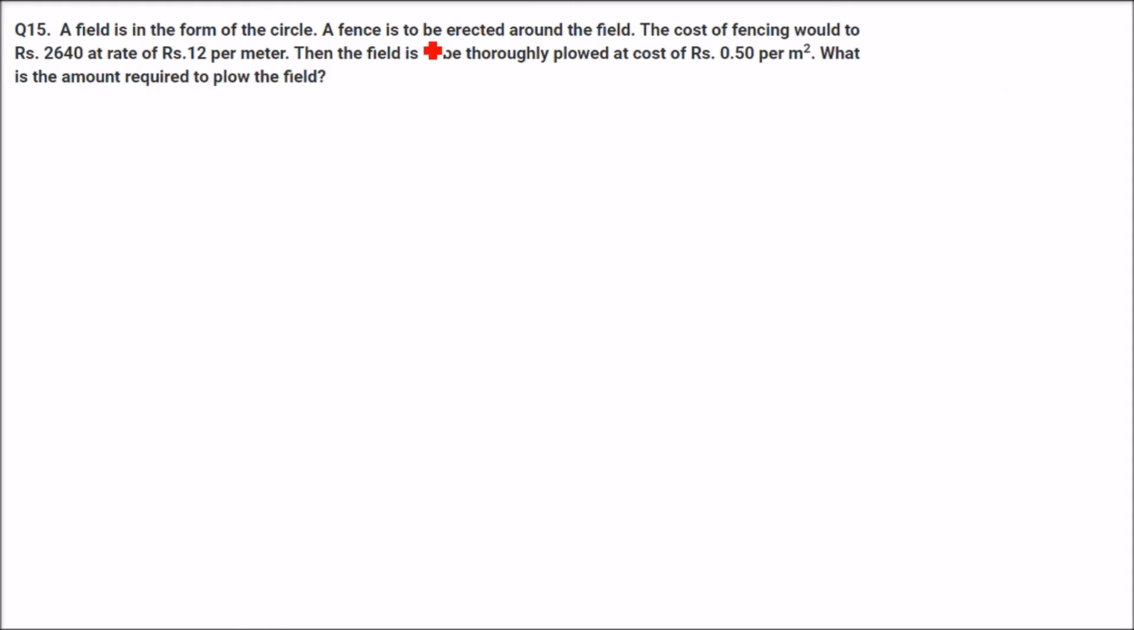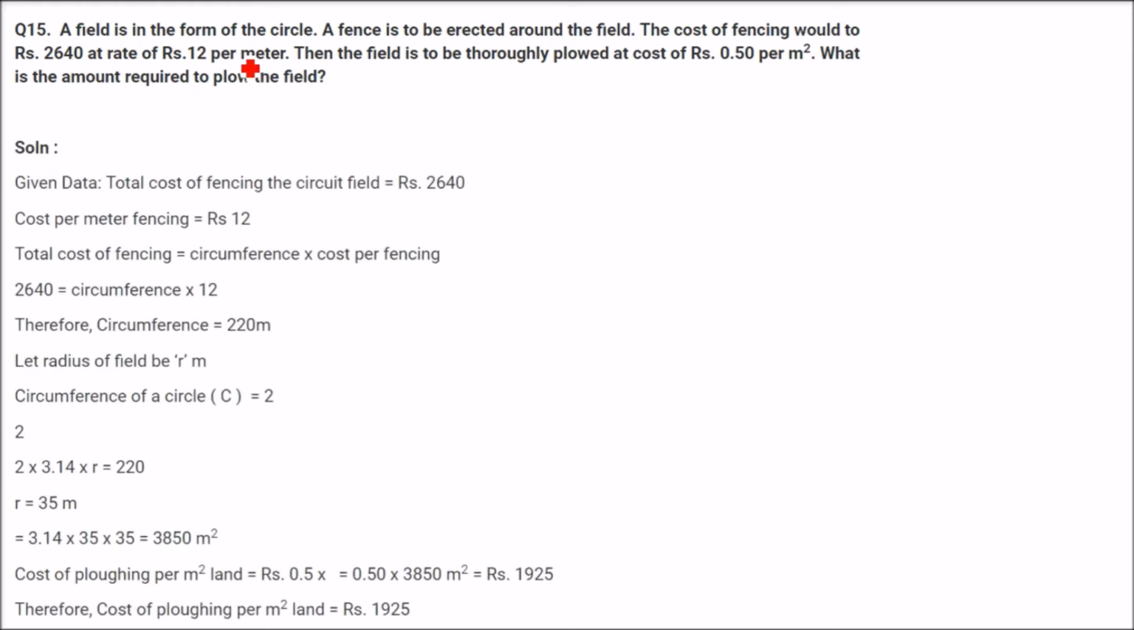A field is in the form of a circle. A fence is to be erected around this field. The cost of fencing would be 2640 at a rate of 12 per meter. Then the field is to be thoroughly plowed at a cost of this much. What is the amount required to plow the field?